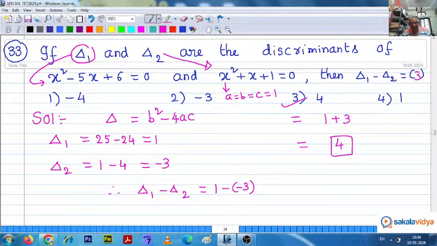Have you got an idea? Yes. Option 3. Option 4 is wrong. Actually negative 3 is delta 2. You are asked to find delta 1 minus delta 2. Delta 1 means 1, 1 minus of minus 3, 1 plus 3, that is 4.